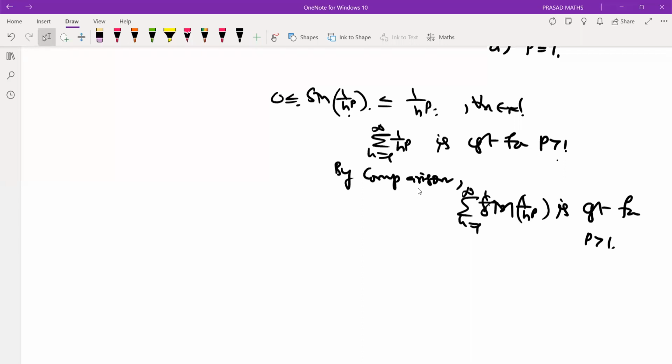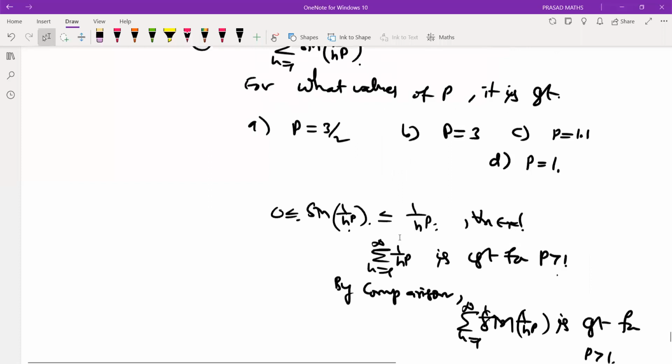Divergent. We have seen sin 1 by n is divergent. Therefore, p bigger than 1 is the right answer. So this is p bigger than 1, convergent.